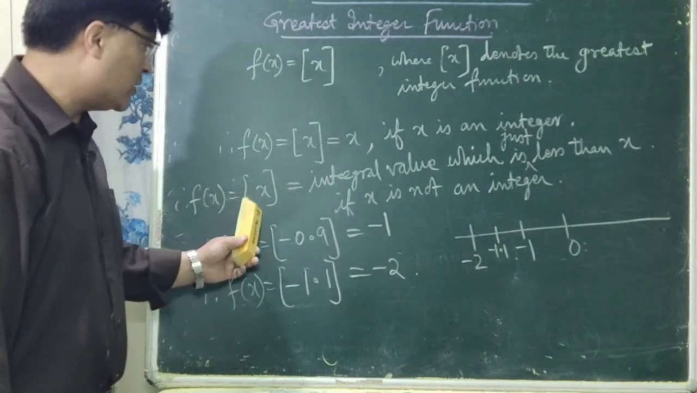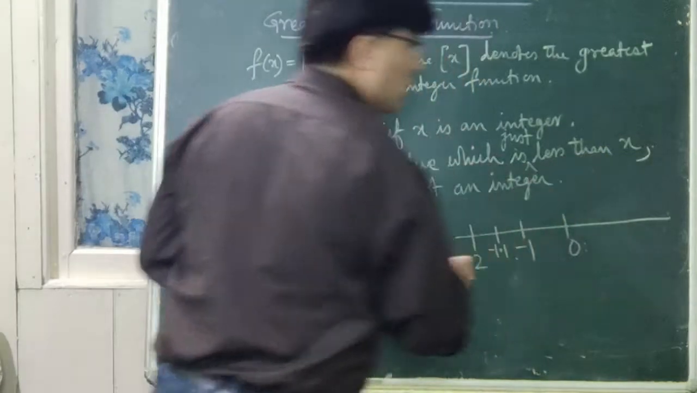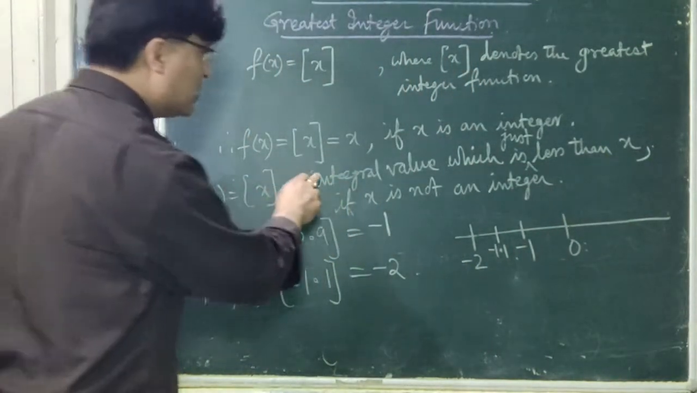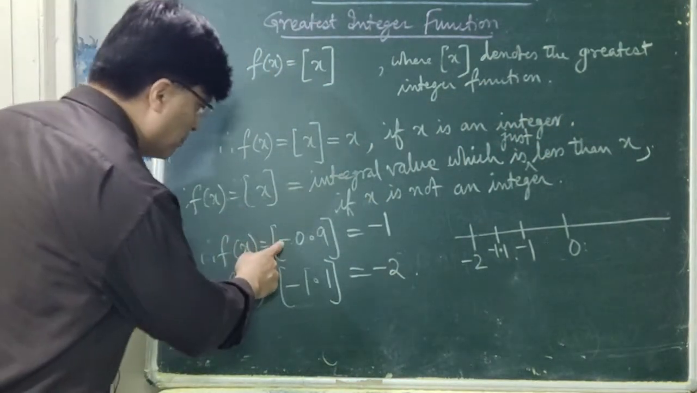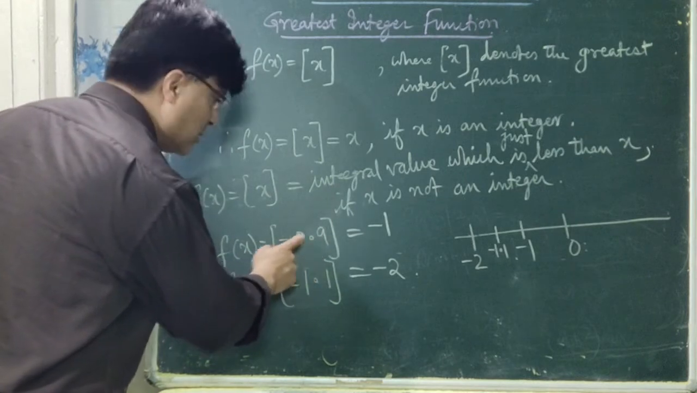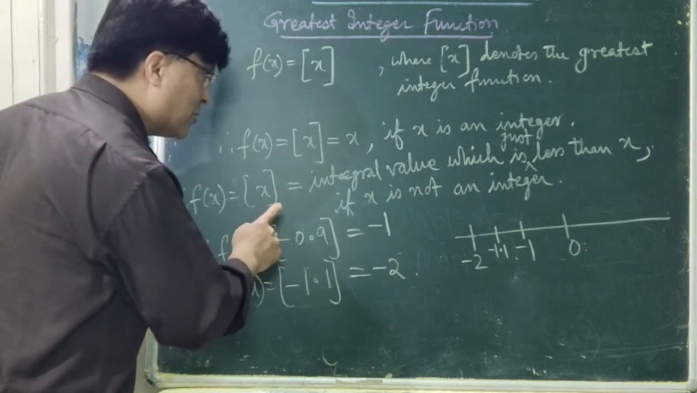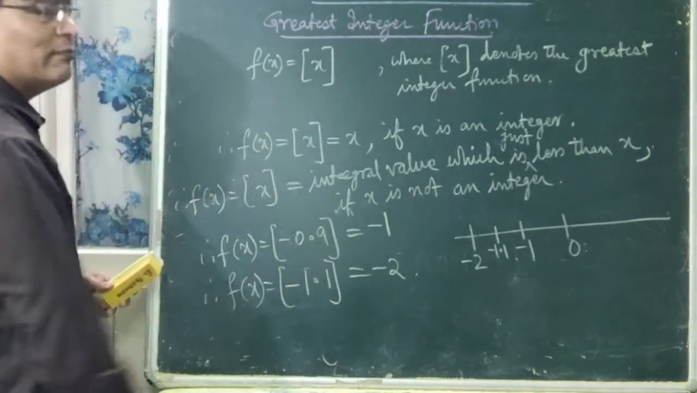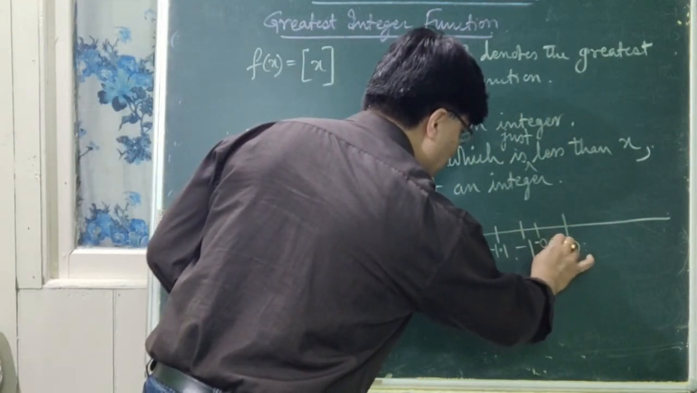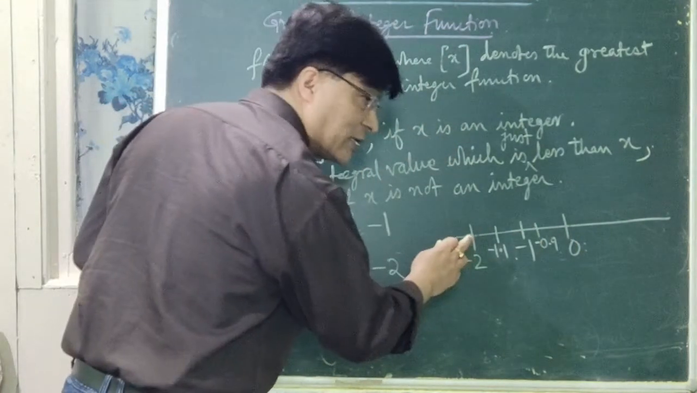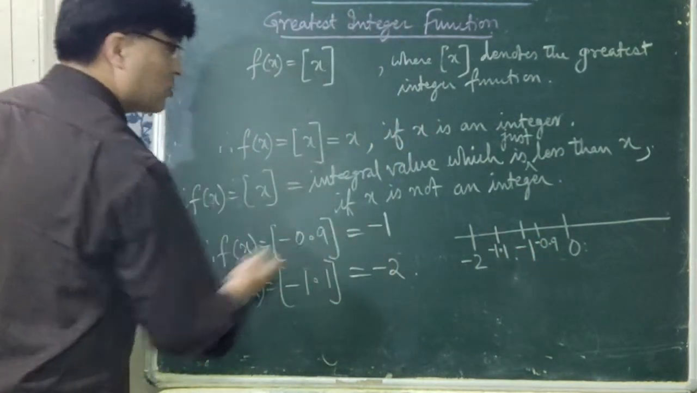So f of x is equal to, within third bracket, x is equal to, if x is not an integer, then you have to write down the integral value which is just less than x. That is, if you have minus, within third bracket, minus 0.9, this is not an integer, so you should write down the integral value which is just less than minus 0.9. So where does it lie? Minus 0.9 lies out here. Which is the integral value which is just less than minus 0.9? That is minus 1.